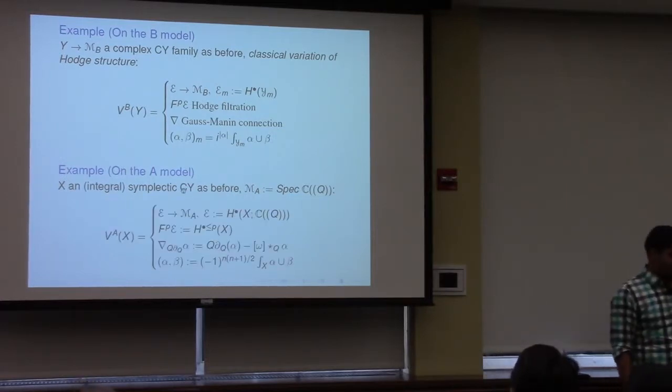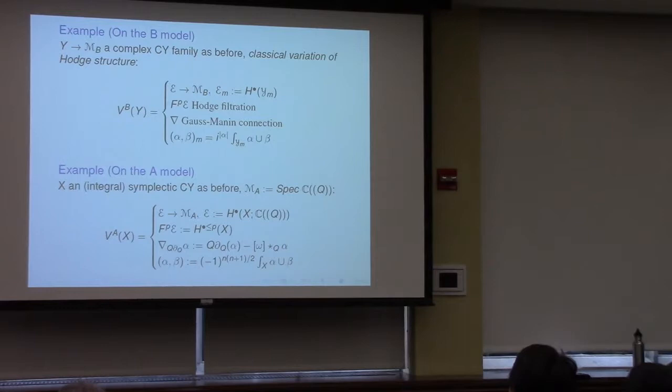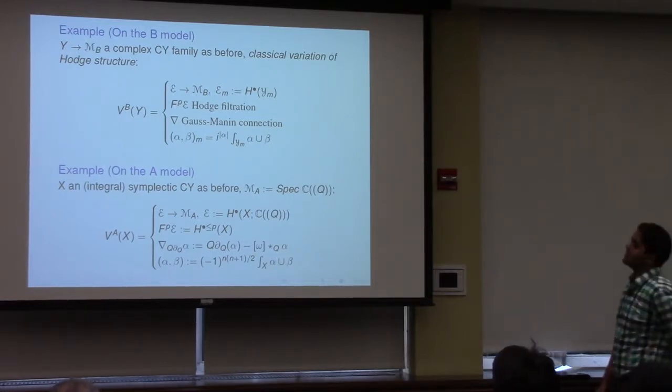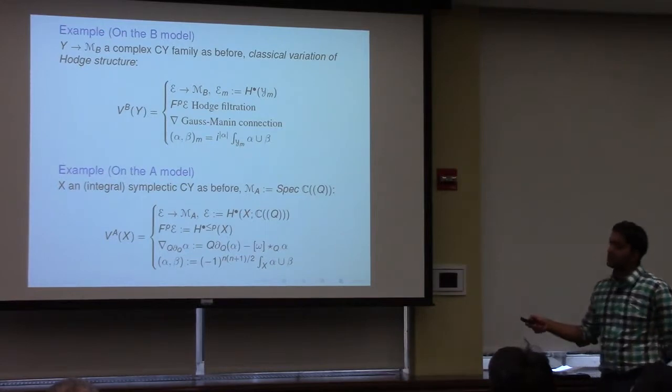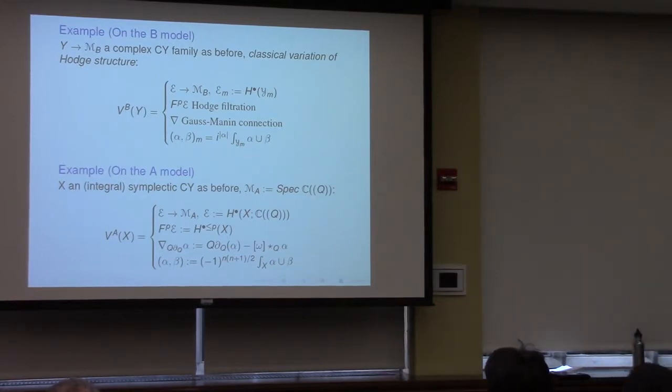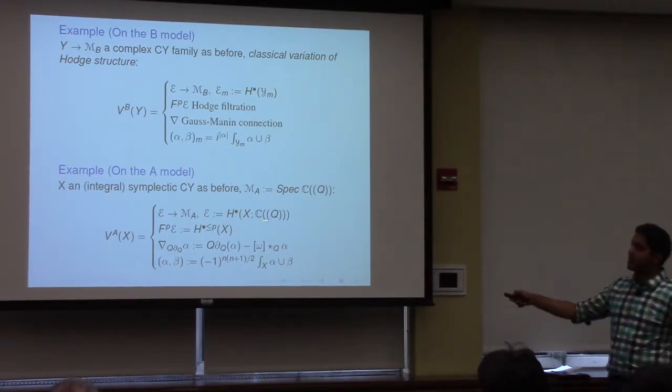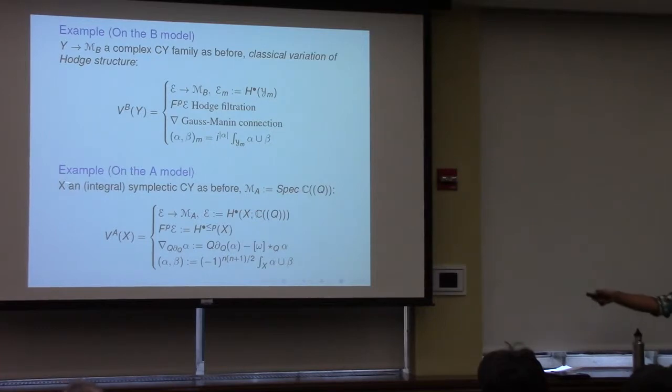Okay, let's talk about the A model example, which is also well known, but maybe not quite as classical as the B model example. So here we're going to have something quantum. So what is the vector bundle? It's actually a trivial vector bundle. It's just the cohomology of the total space of your symplectic manifold with coefficients in Laurent polynomials in q.